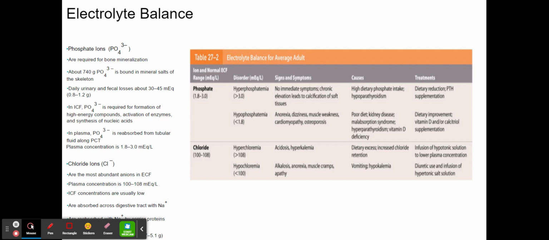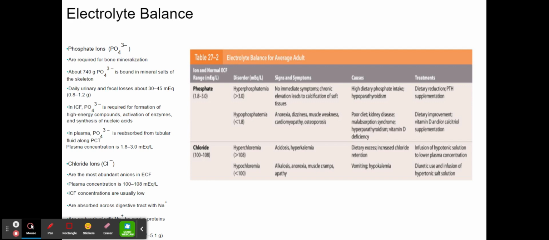Phosphate ions are reabsorbed from the tubular fluid along the proximal convoluted tubule. Calcitriol stimulates phosphate ion reabsorption through the PCT. Urinary and fecal losses of phosphate amount to about 30 to 45 milliequivalents per day. Chloride ions are the most abundant anions in the ECF. The normal plasma concentration is 100 to 108 milliequivalents per liter.